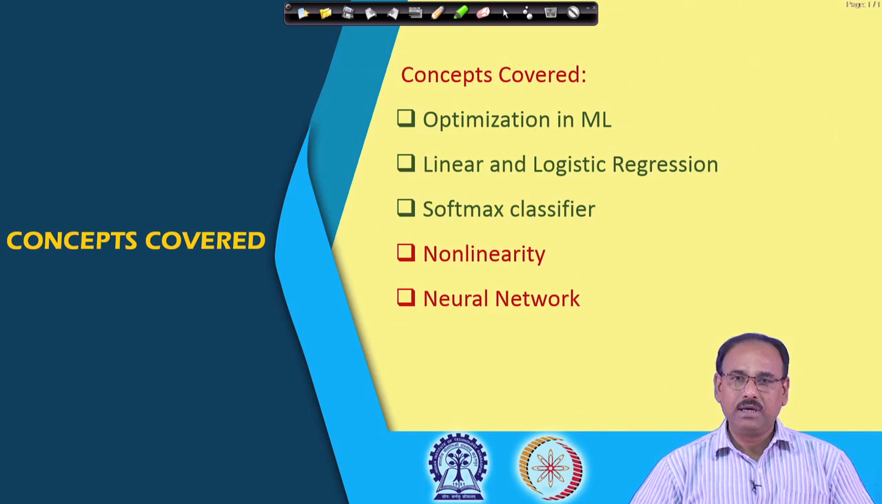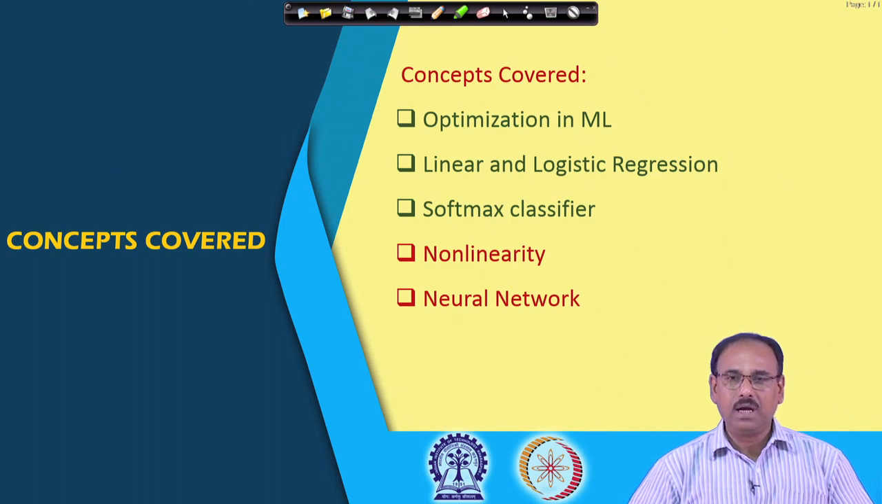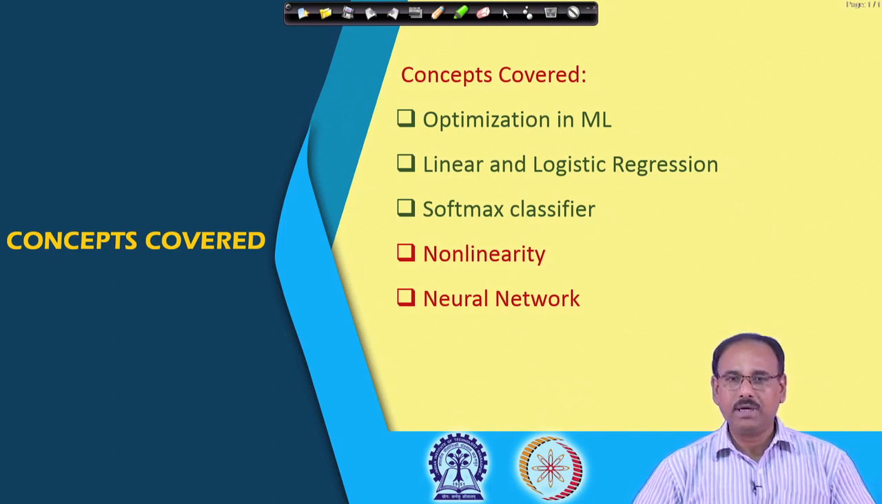In case of linear regression, we have seen that a dependent variable y is predicted using a linear function of the components of the feature vector x. We have written the predicted value of y, y hat, as w transpose x, where x is the feature vector and w is the weight vector.